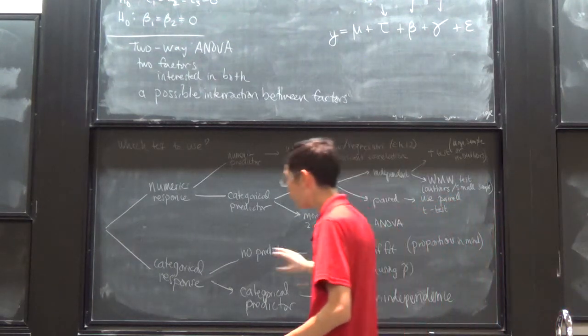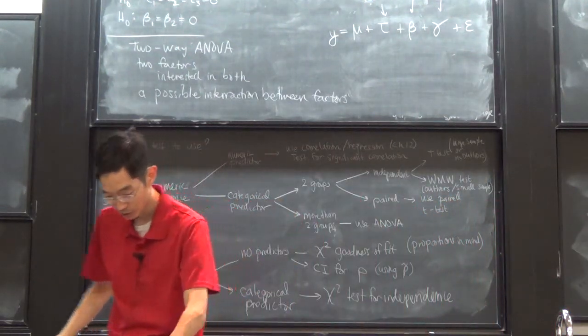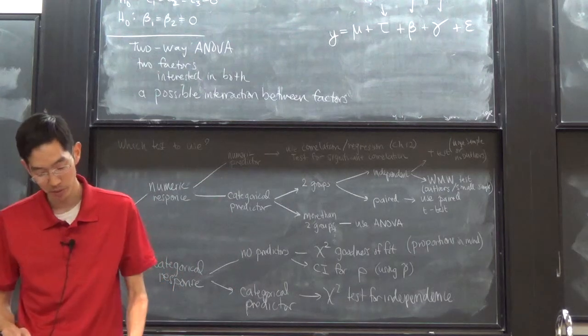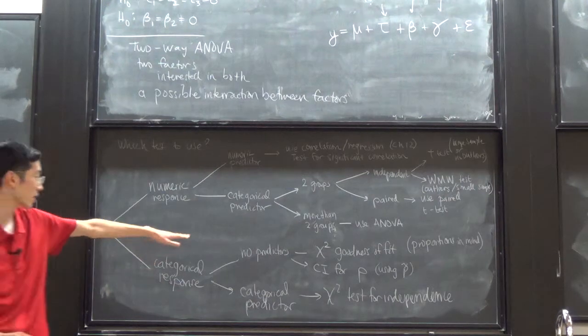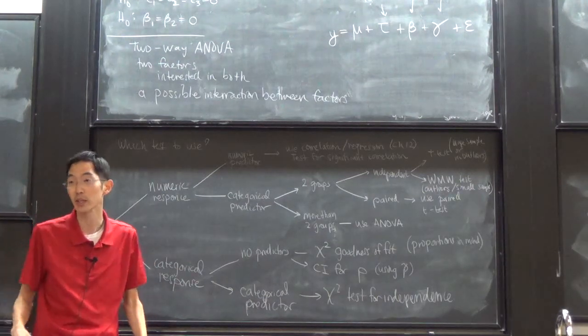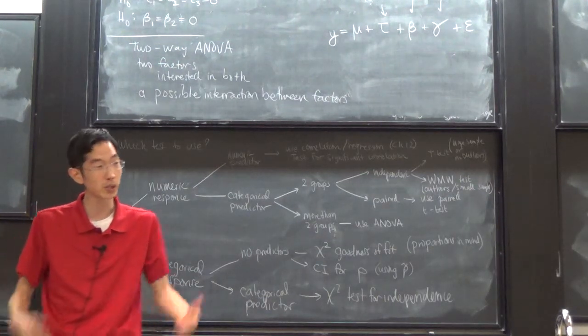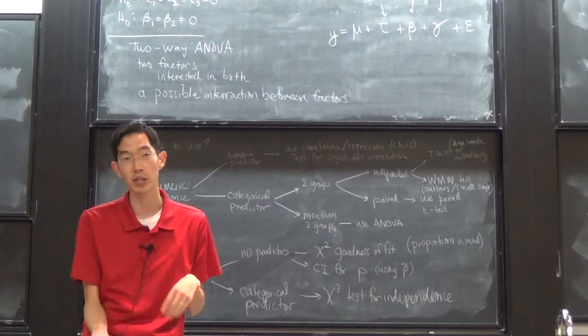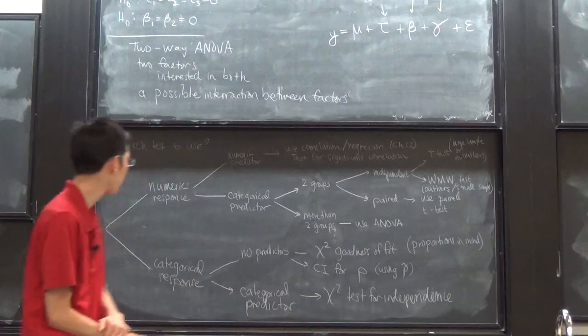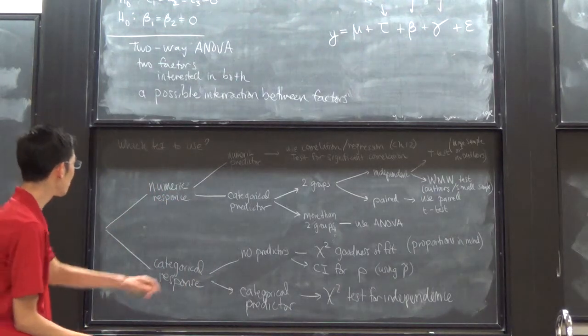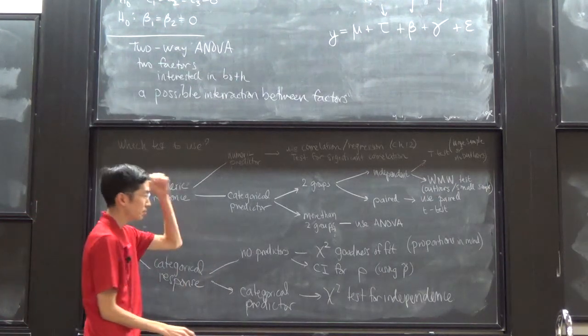If we only were talking about one group, then we could do a confidence interval for P. We could do that. But that's only if we had one group. But here we've got two groups, so we have a categorical predictor. What do you mean by no predictors for the categorical? Yeah, what does that mean?